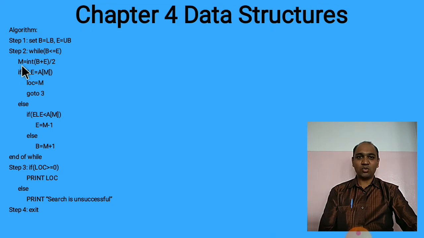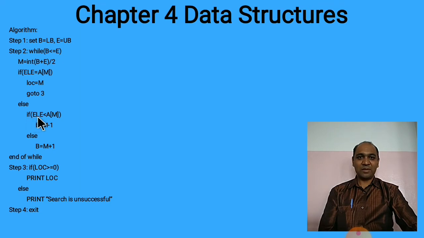Okay. So next, how to find mid. Mid m is equal to beginning plus ending whole divided by 2, so that gives me the mid element. If element is equal to array of mid, if it is found, then this mid point will be initialized to location, then immediately go to step 3. So directly control comes to step 3. If location is greater than or equal to 0, then it is going to print the location. Otherwise, if this condition is false, then the else part will get executed, correct?